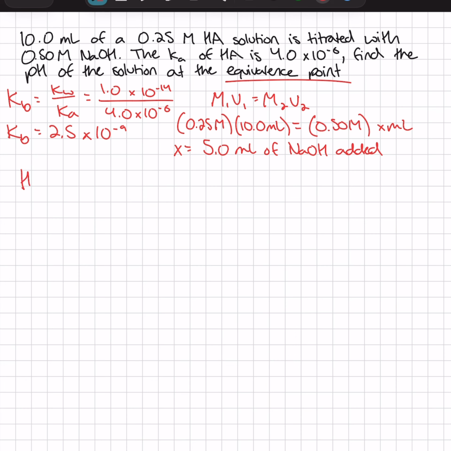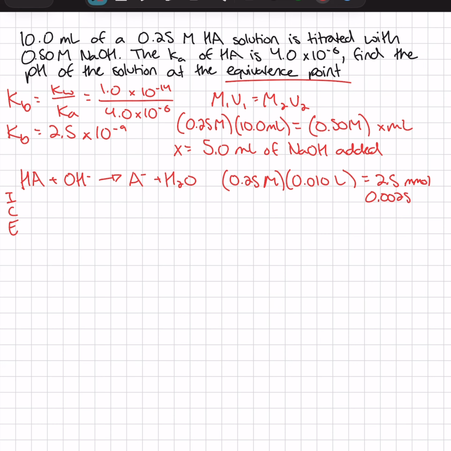First, we're going to write out the equation of the titration, which is our HA, the acid. It's titrated with OH minus to produce the conjugate base and water. We can set up an ICE table with this, but first we need to find the moles of acid we have. We can do that by just taking the initial concentration times the initial volume, and that will give us 2.5 millimoles or 0.0025 moles. It's just written as millimoles for brevity's sake and just because it's easier to look at.